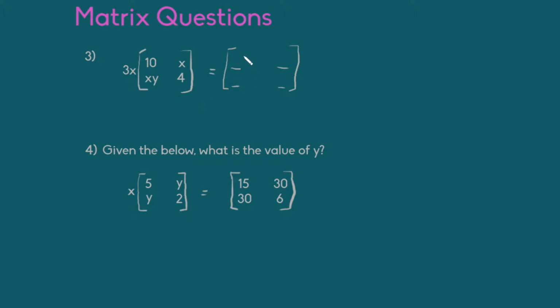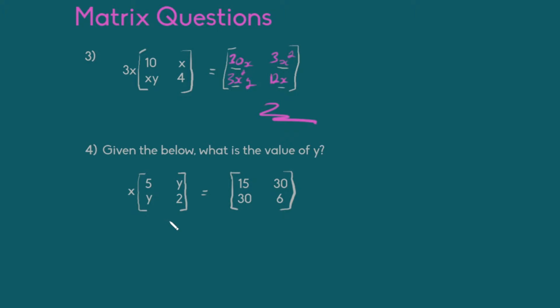And again, in the first question, question 3, with scalar multiplication, we just multiply everything inside the matrix by what is outside. So 3x times 10 would give us 30x in the top left. Top right, we're going to have 3x squared. In the bottom left corner, we're going to have 3x squared y. And in the bottom right-hand corner, we're going to have 3x times 4, which is 12x.